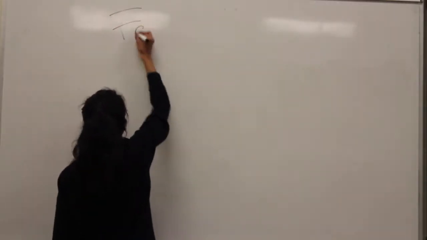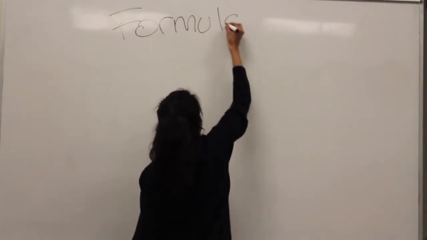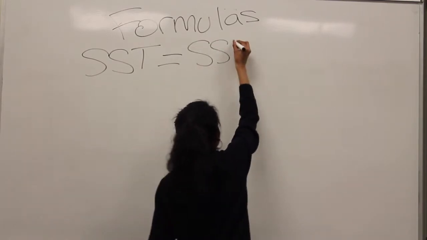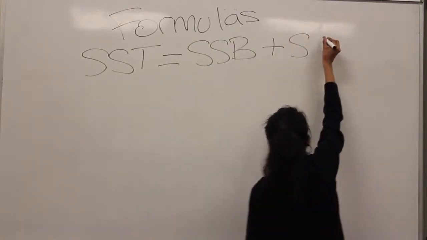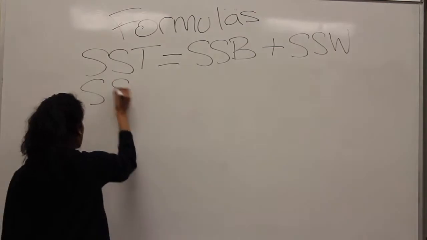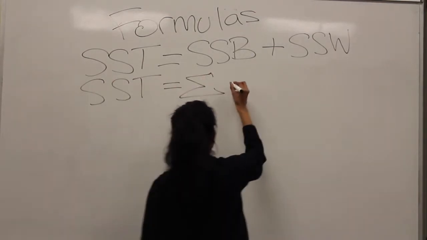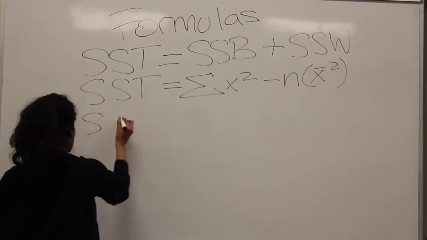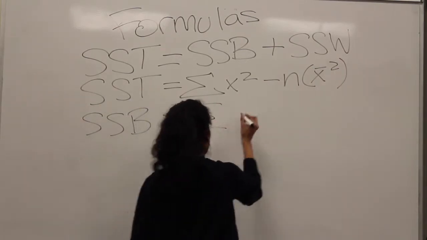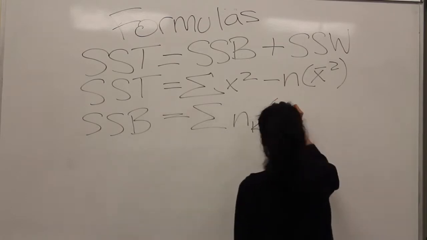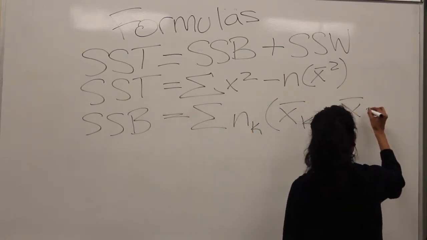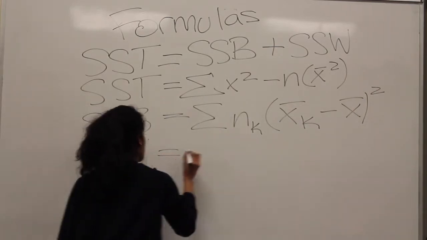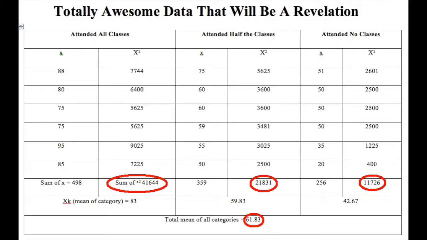Now we'll need to input the information into our new formulas. The first formula is SST equals SSB plus SSW. SST also equals the sum of x squared minus N times x bar squared. SSB equals the sum of NK multiplied by x bar k minus x bar squared. SSW can also be rearranged to solve, equals SST minus SSB.